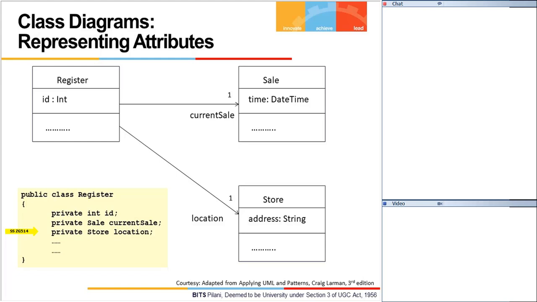How are we representing the visibility here? I have not written the visibility here anywhere. If the visibility is not mentioned, it is by default private. Please, the visibility is mentioned for the methods and the attributes.